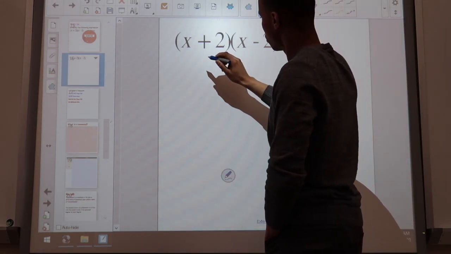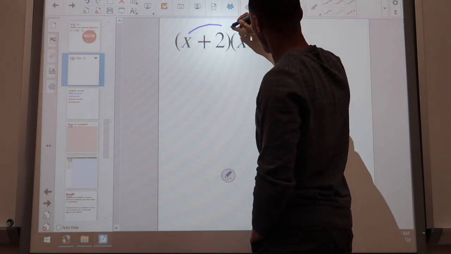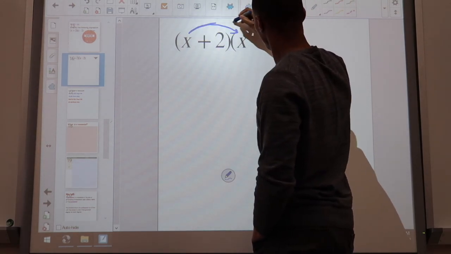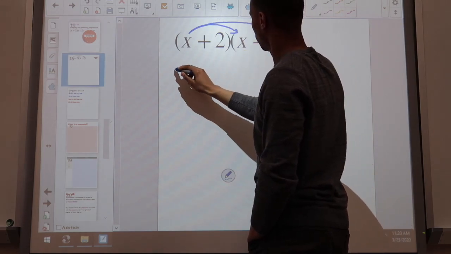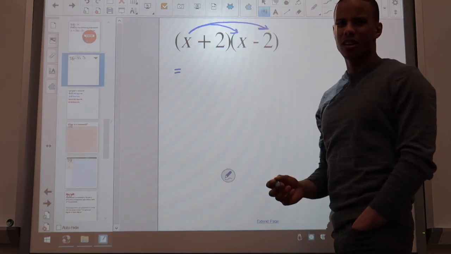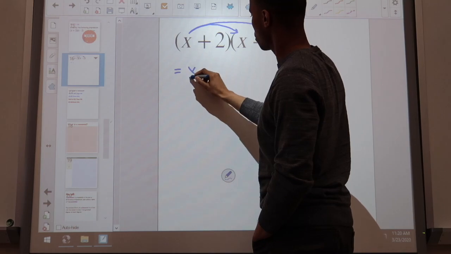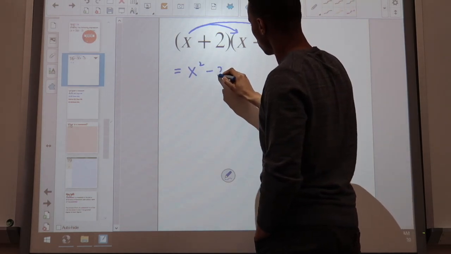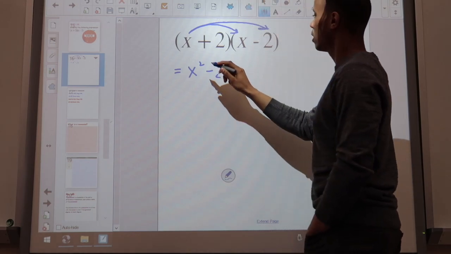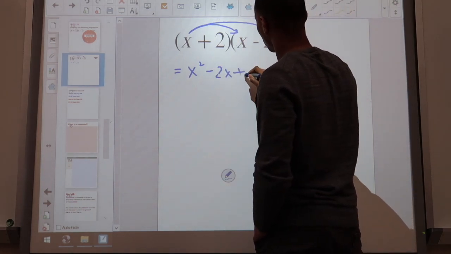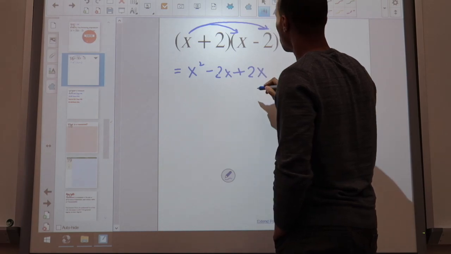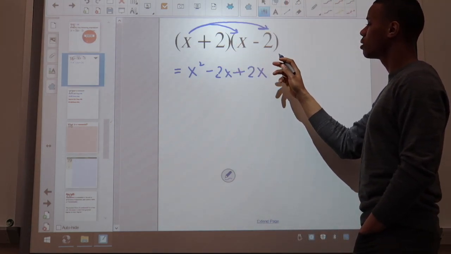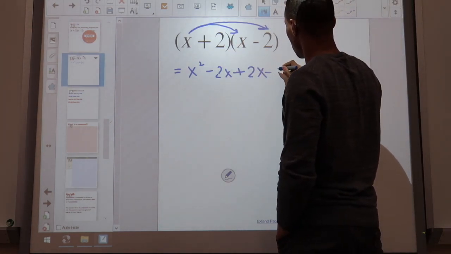So the first thing I want to do, I want to distribute the x. So x times x is x squared. X times -2 is -2x. 2 times x, 2x. And 2 times -2 is -4.